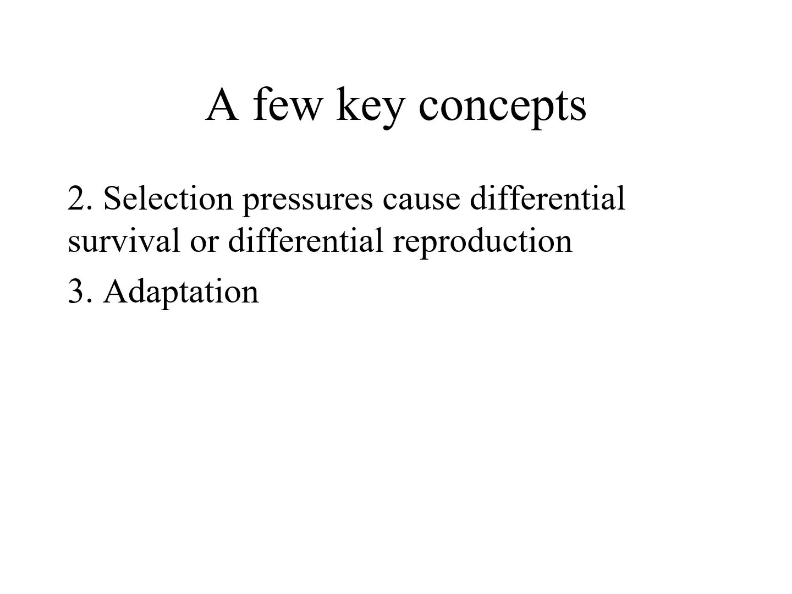Natural selection is not the only way that evolution happens, right? You can have genetic drift, you can have bottleneck events, but natural selection is what causes adaptations. And adaptation is a feature that increases the likelihood of survival.